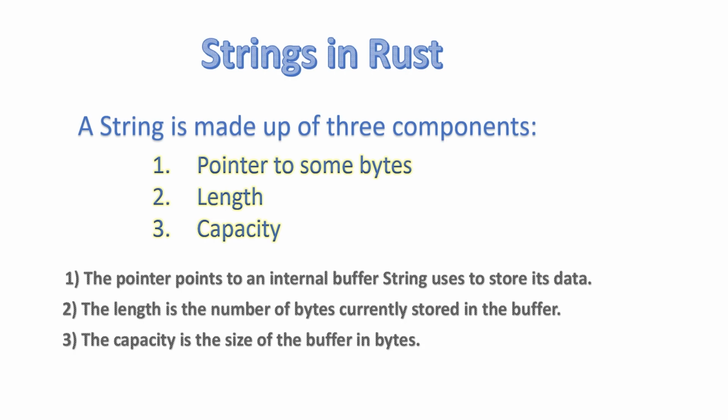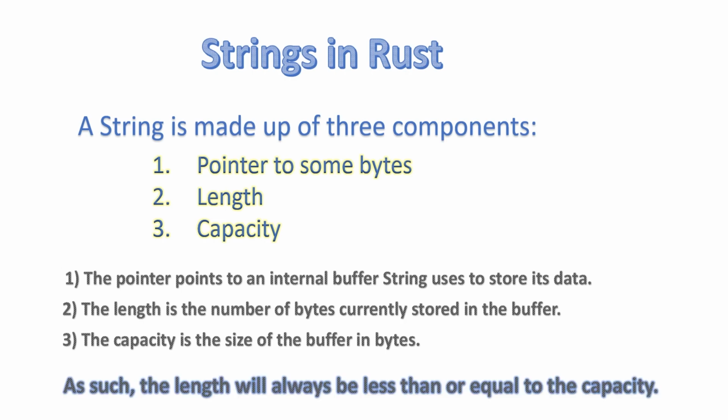Each byte equals 8 bits. The pointer points to the internal buffer string, where the data is held in memory. Here we can see that capacity is always greater than the length. As we know, strings are stored in the heap. The length represents the exact length, whereas the capacity is the buffer, which means the extra space given to the string to accommodate future use.